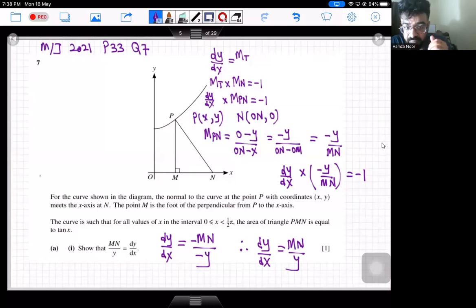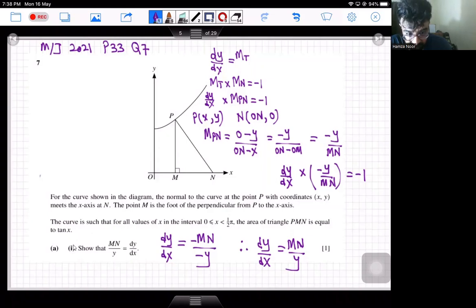So first of all we have question number 7. The topic is differential equations. For the curve shown in the diagram, the normal to the curve at the point P with coordinates x, y meets the x-axis at point N. The point M is the foot of the perpendicular from P to the x-axis. The curve is such that for all values of x in the interval 0 ≤ x < pi over 2, the area of triangle PMN is equal to 10x.